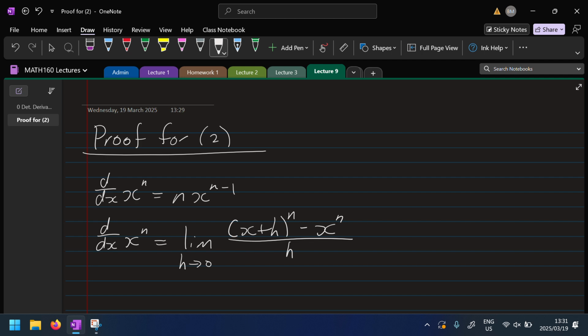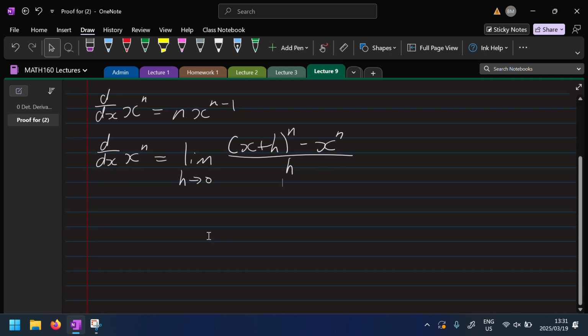Now what we want to do is simplify that limit until we get to this point here, n x to the n minus 1. That's the goal. So when proving this, you know what you should be getting to. That's already given. The only thing to fill in is the steps in between. So we've got our starting point, we've got our ending point. Let's see what we can do.